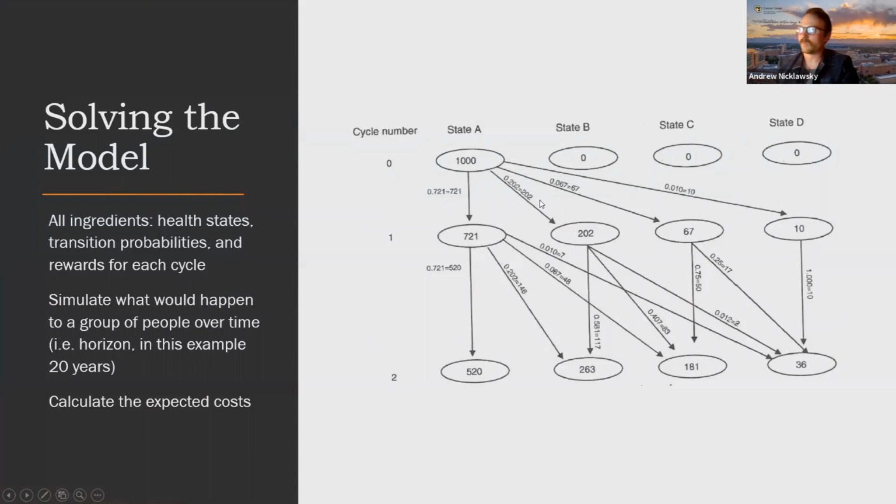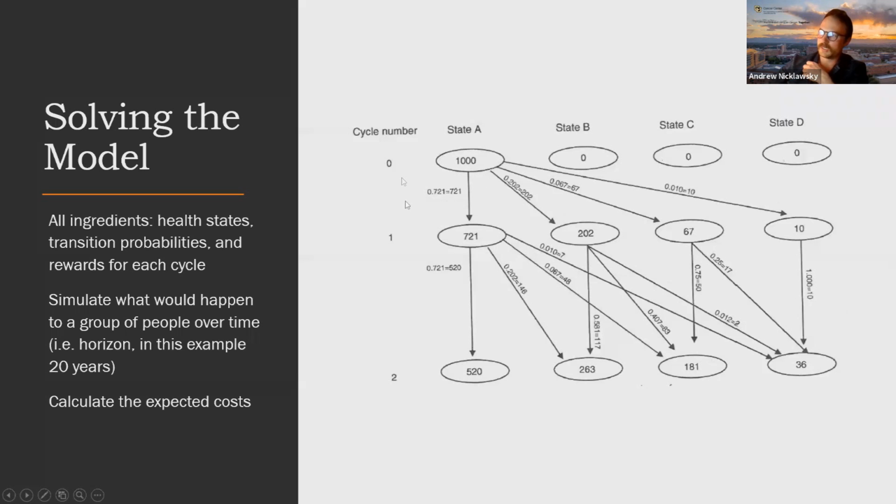So now that we have our rewards and our transition probabilities, we can actually solve the model. For this model, remember we have to pick a time horizon. In this example, theoretically, we're choosing 20 years because this is a lifetime for an AIDS cohort. We can calculate our costs by multiplying the number of people in each health state by the corresponding costs. So you can see we're simulating 1,000 people starting out because everybody starts healthy.